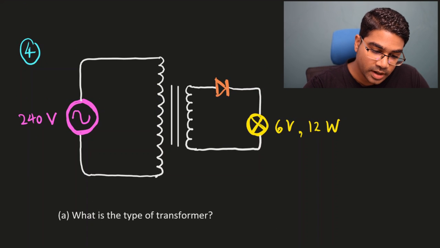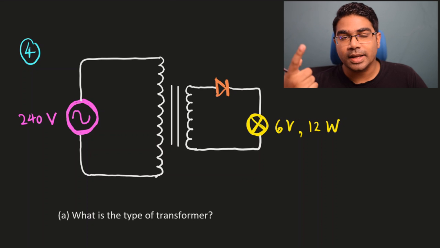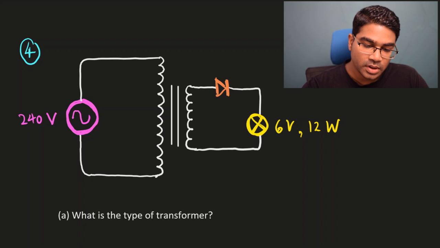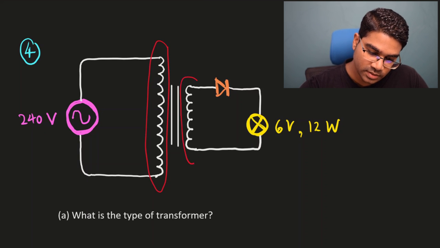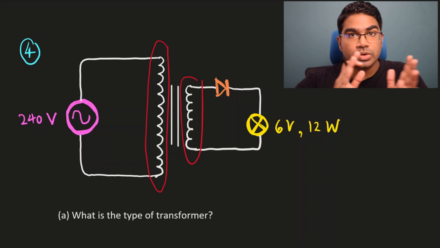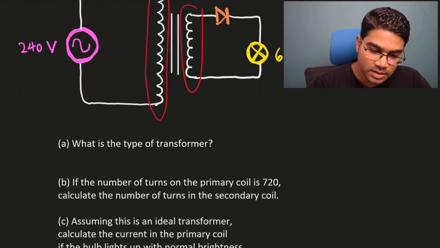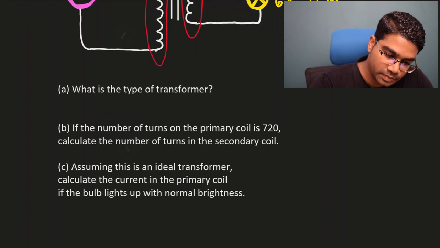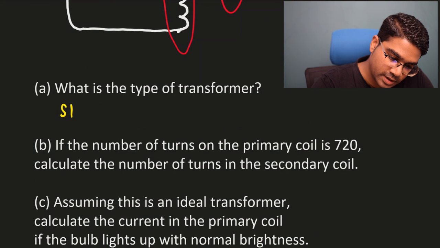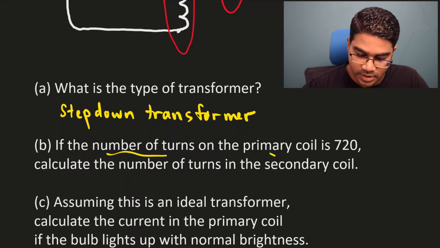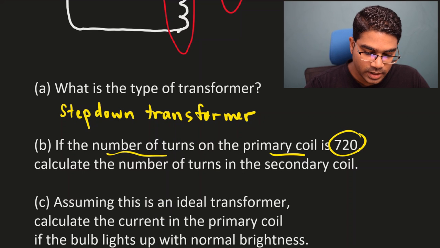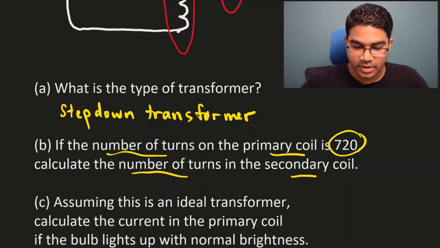So how to determine the type of transformer? There are only two types, either a step up or a step down transformer. So when we look at this, you can see the number of turns of coils. We have more on the left and less on the right. So it's going from more to less, which means this is a step down transformer. If the number of turns on the primary coil is 720, calculate the number of turns on the secondary coil.